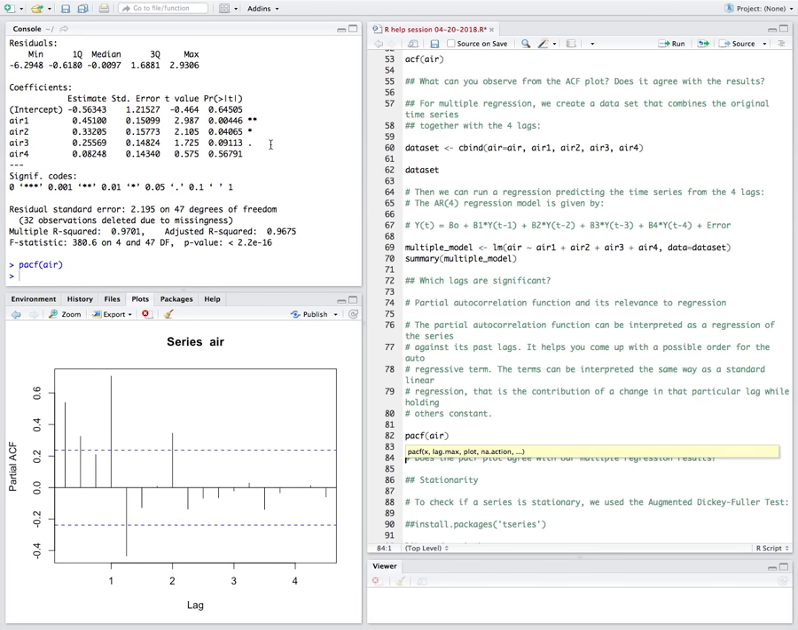I also told you that AR3 is significant at the 10% significance level. But unfortunately, your PACF function, unless you specify it, is going to draw the blue line for 5%. So you can see that the third lag here is quite small, and it's not significant at the 5% level. Similarly for your fourth lag as well, it's not significant at the 5% level. Any questions till now?